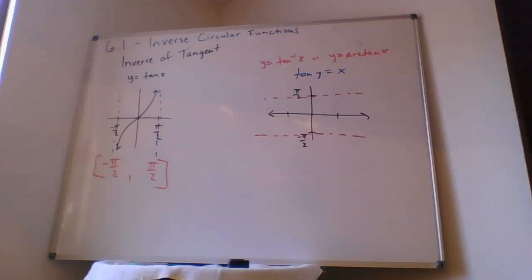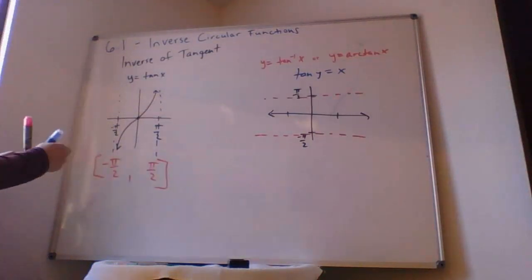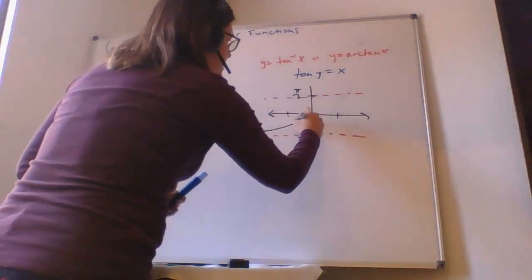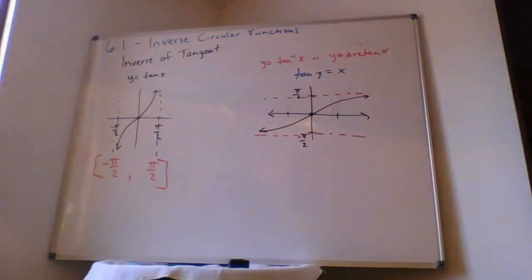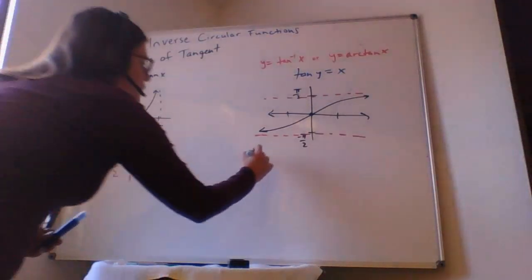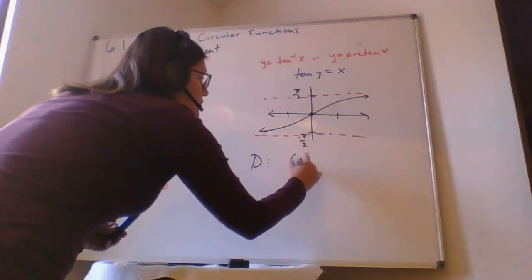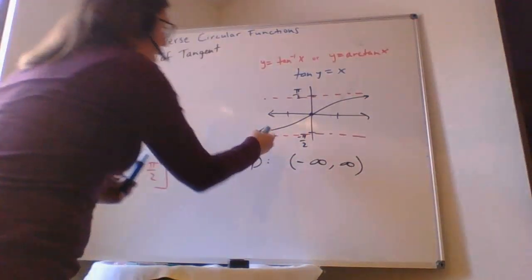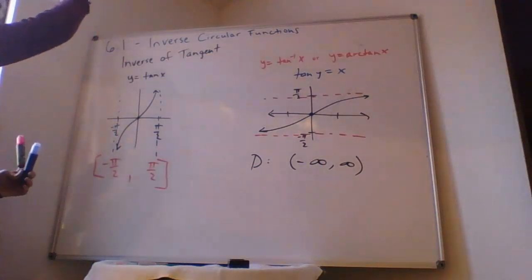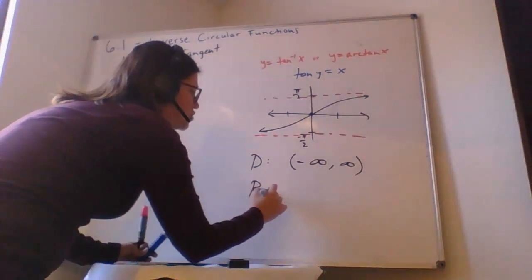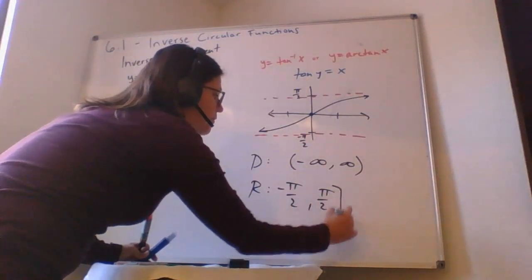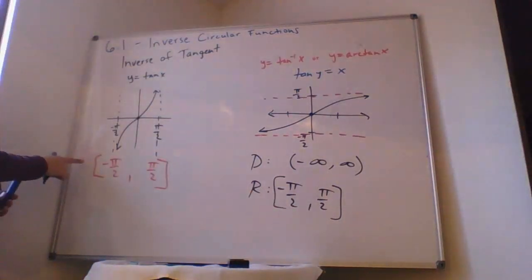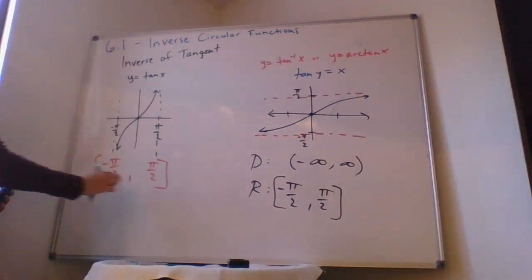Because the inverse will be a reflection over the line y equals x, it will still be increasing and going through the origin at 0, 0. So this is a graph of the entire function y equals tangent inverse of x. So we have our domain is all real numbers because our range of tangent goes from negative infinity to infinity, and our range is going to be restricted from negative pi over 2 to pi over 2, just as we restricted the domain of the original function from negative pi over 2 to pi over 2.